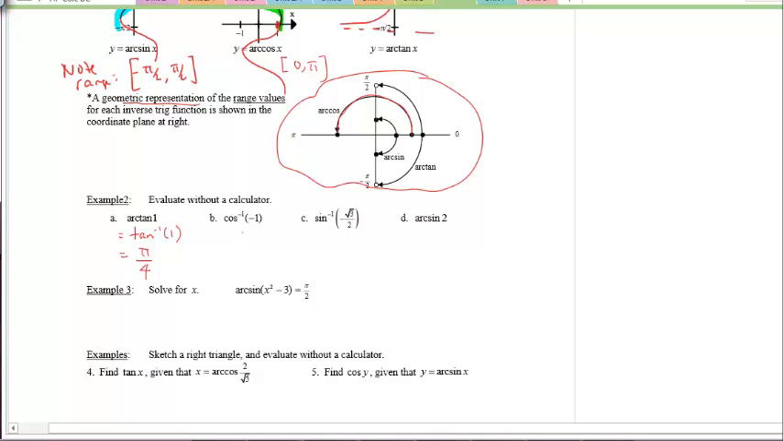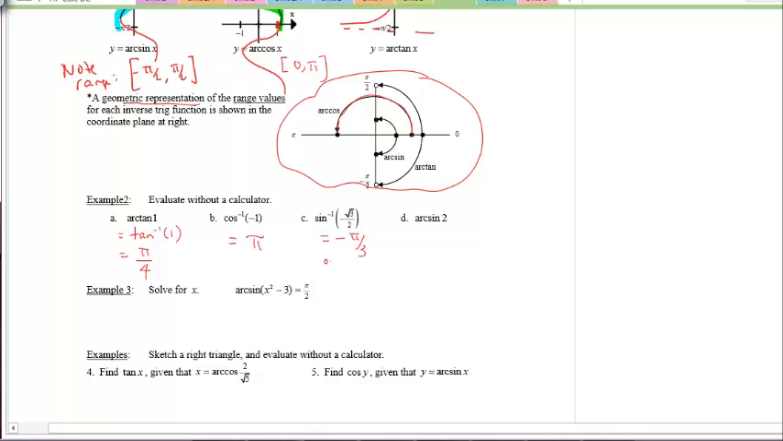Inverse cos of negative 1. So what's the theta that gives you negative 1 on the cosine graph? I hope you know that that's pi. Ooh, negative root 3 over 2. Root 3 over 2 special angle, I believe, is pi over 3. Since it's negative, we can say this is equal to negative pi over 3.